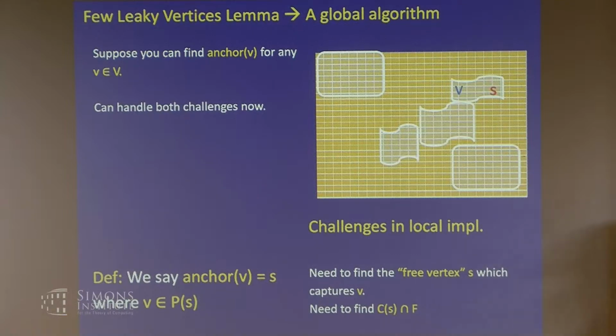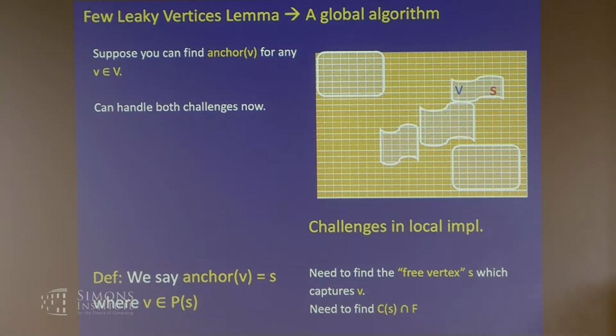Suppose you had a mysterious routine that could find for you the anchor of any given vertex. Now I claim you can handle both the challenges. The first challenge is tautological. How do you address the second challenge? If you had a routine to find anchors, how do you address it? Does anybody want to make a guess? So you go over the set C of S and you ask each vertex, hey, who is your anchor? All those vertices who report that their anchor is S, you collect them, and that's your set P of S.